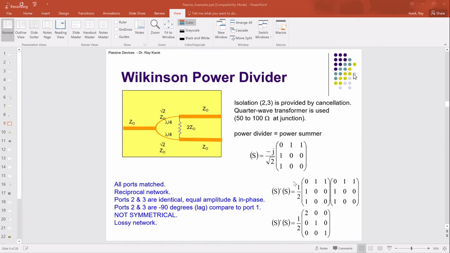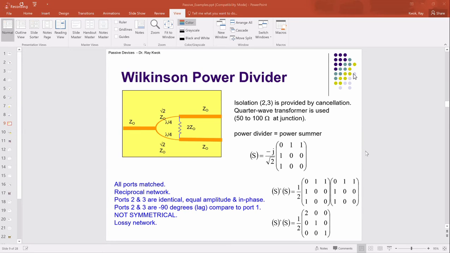Now, when you put it together, we ask, what is S dagger S? You get a matrix like this. What does that mean? You get a 2 here, not 1. What does that mean? Lossless? Not lossless. No, not lossless. Is it because you have a resistor there, dissipating power? Yes. Okay, so it's a lossy network, right?